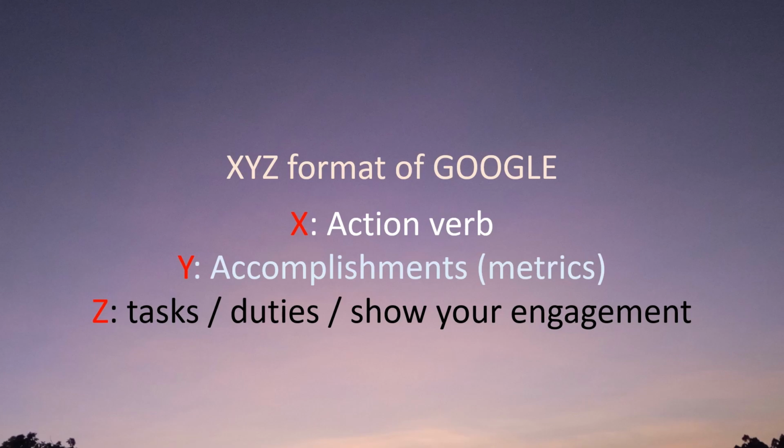X is for the action verb, the strong verb that we use at the beginning of a bullet point. Y is for the metric, but sometimes you don't have a metric, it's not a problem. Y is the achievement with metrics. Some achievements are not quantifiable, but if you can quantify, I recommend you do so.